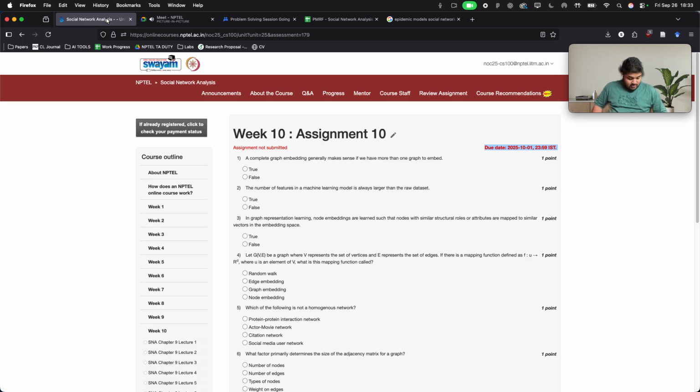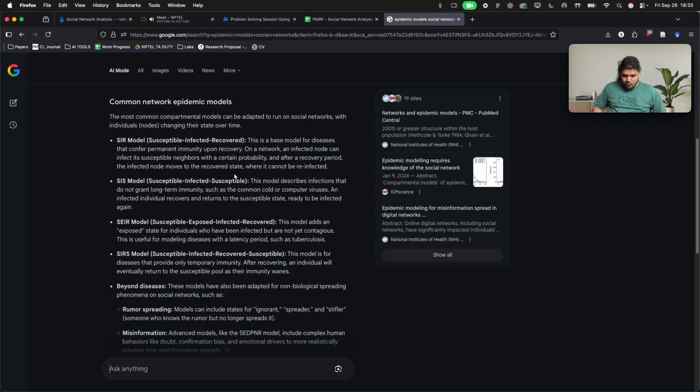So assume chicken pox. It is a general convention that once you get chicken pox in your life, you don't get it again. So you are susceptible, you come in contact with someone who has chicken pox, you become infected, you recover, and then you never get this disease again. But most of the diseases in the real world do not follow this.